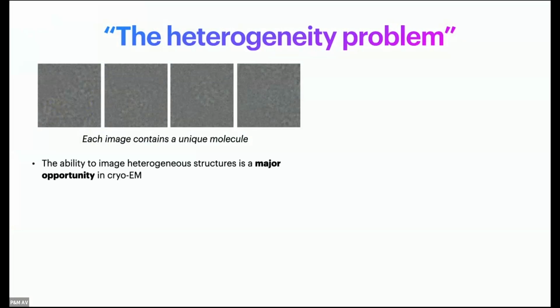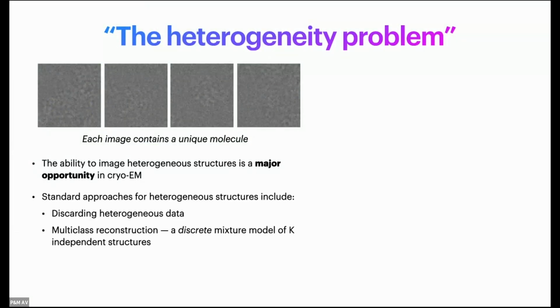And so the ability to image these heterogeneous structures is one of the major opportunities in cryo-EM, especially relative to X-ray crystallography, where we have to experimentally rigidify each copy of our protein in the exact same conformation or crystalline lattice. Here we actually get the experimental data needed to study this kind of intrinsic heterogeneity of our system. Unfortunately, you can imagine how this complicates this inverse problem of 3D reconstruction.